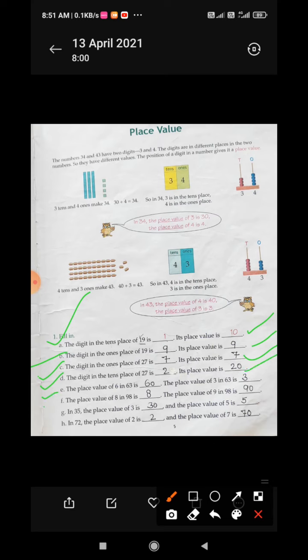E part, the place value of 6 in 63, it is on the tens place, so write here 60, and the place value of 3 in 63, it is on the ones place, so write here 3. Like this you do this one also yourself in books only.